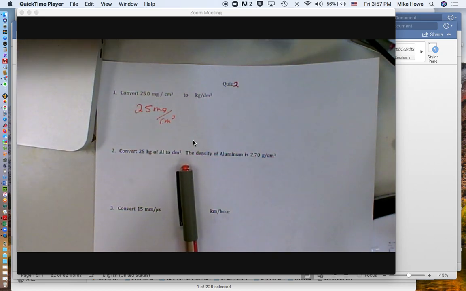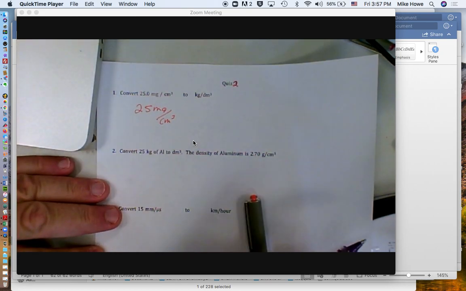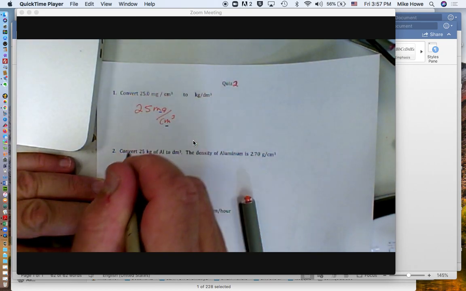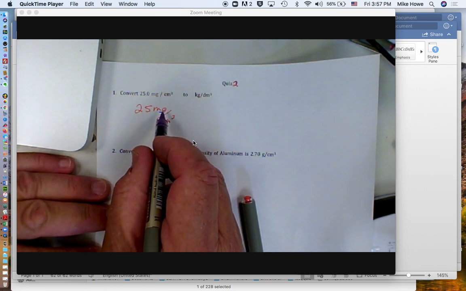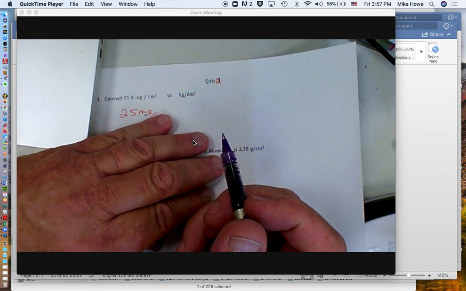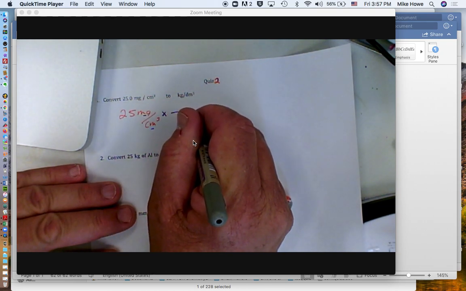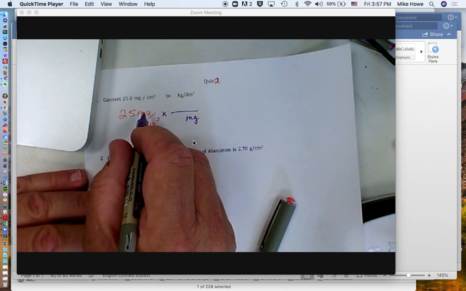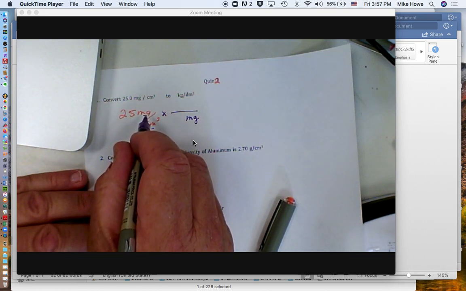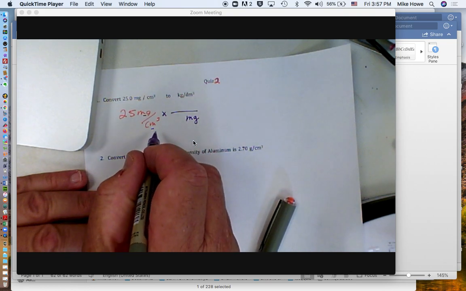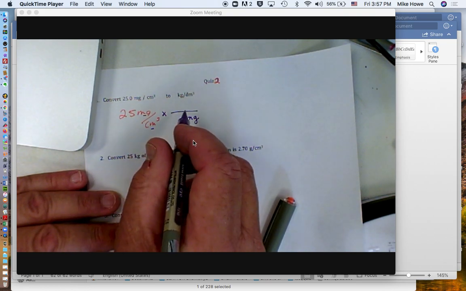So it's important to realize that you have to deal with the numerator separate from the denominator. So I'm going to deal with the numerator first and just kind of forget about the denominator. So we'll do this. We have milligrams here. We'd put milligrams on the bottom because we want to cancel them. Whatever we have in this position will always go opposite. So if we want to cancel milligrams, it goes on the bottom. If I wanted to cancel cubic centimeters, it would go on the top.